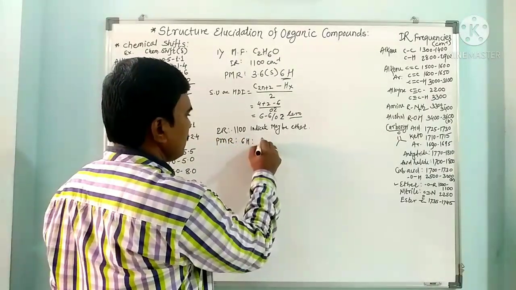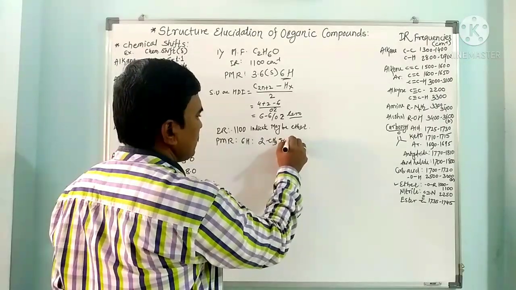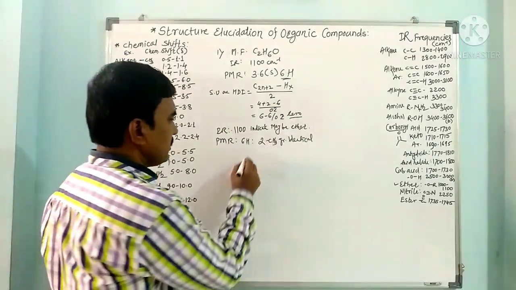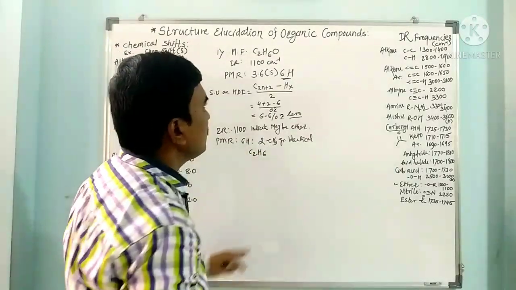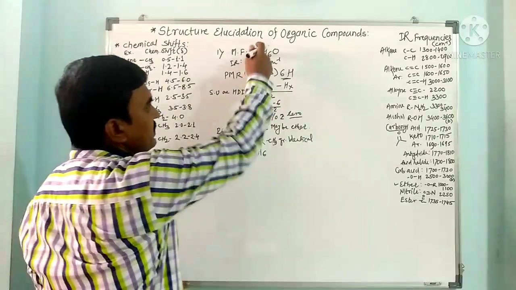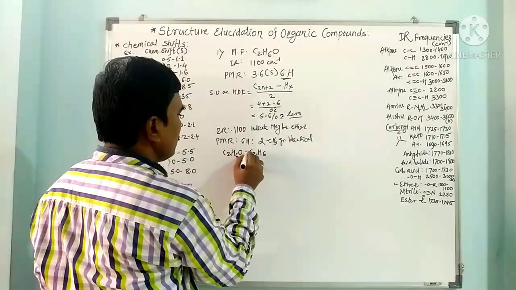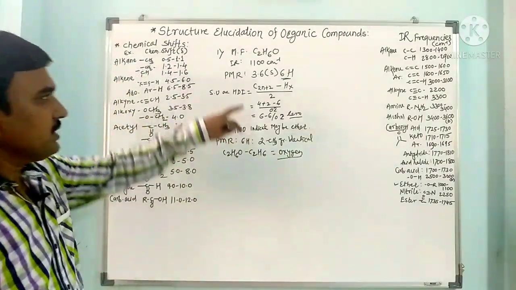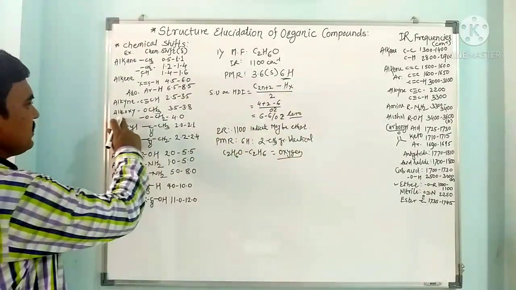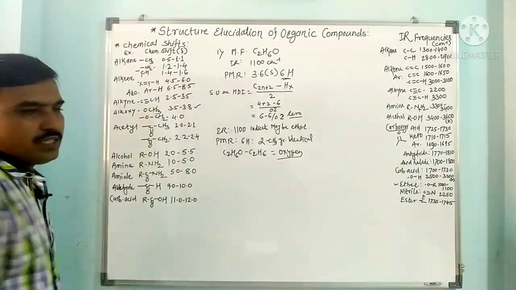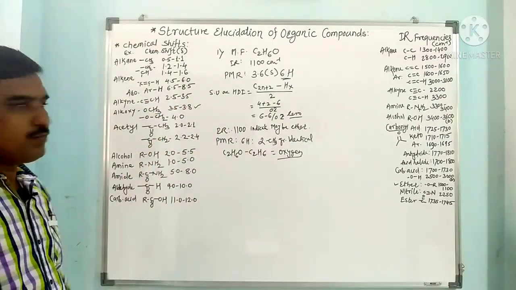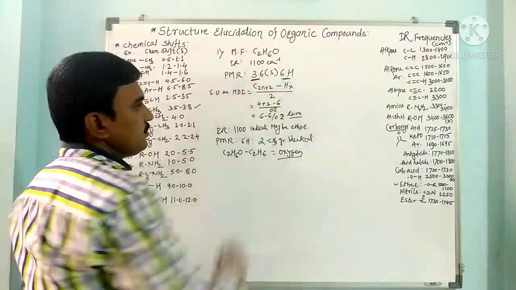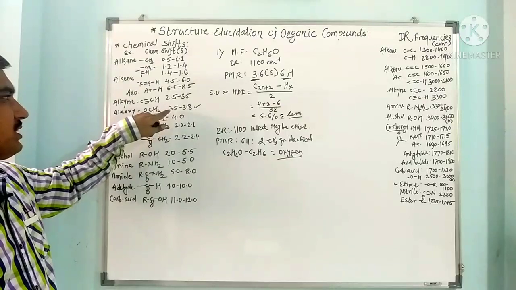6 hydrogens indicate 2 methyl groups which are identical. If we see the 2 methyl groups, then we have the formula C2H6. Then what remains in this molecular formula? When we subtract this from C2H6O, we get only one oxygen. And from the chemical shift, this is alkoxy, this is methoxy. Methoxy has a chemical shift around 3.5 to 3.8 because of the electronegative oxygen. So here we have 3.6, so it may contain a methoxy group.